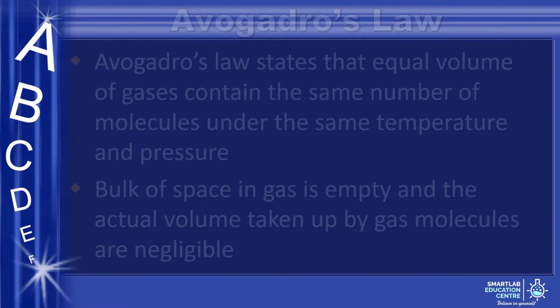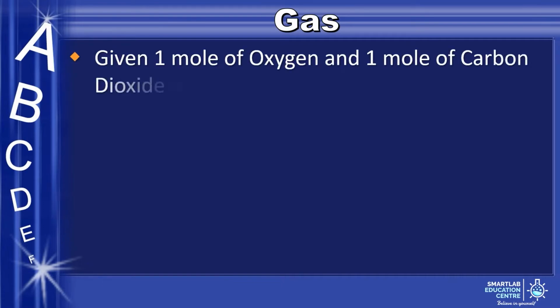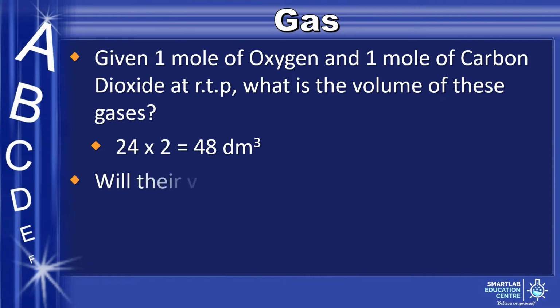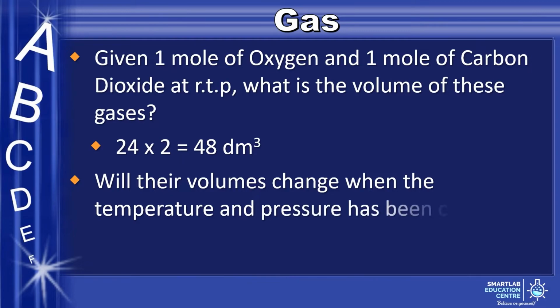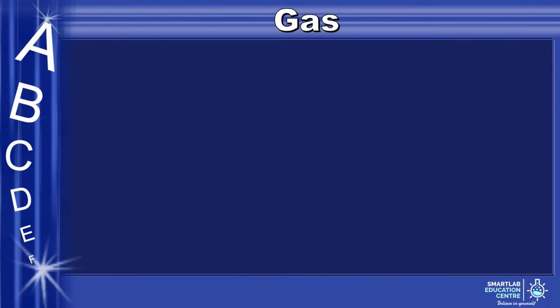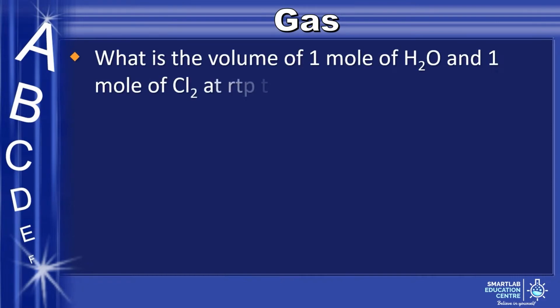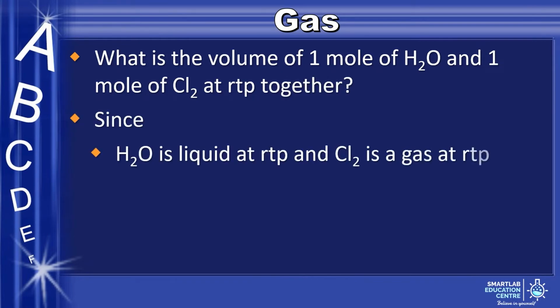Given 1 mole of oxygen and 1 mole of carbon dioxide at RTP, what is the volume of these gases? The answer will be 48 dm cube as it is 24 times 2. And when the temperature and pressure have been changed, their volumes will change. What is the volume of 1 mole of water and 1 mole of chlorine at RTP together? Since H2O is liquid at RTP, and chlorine is a gas, the answer will be 24 dm cube instead of 48 dm cube.